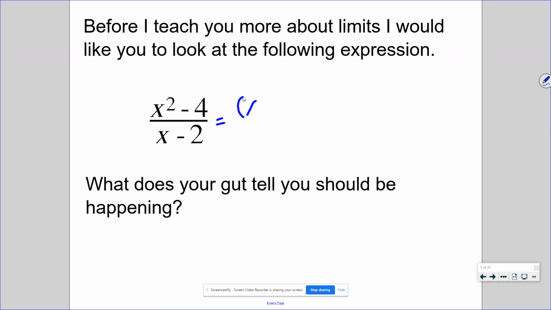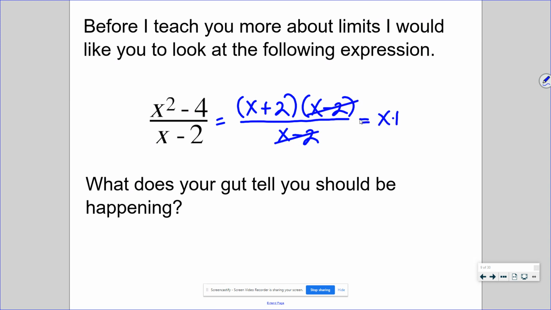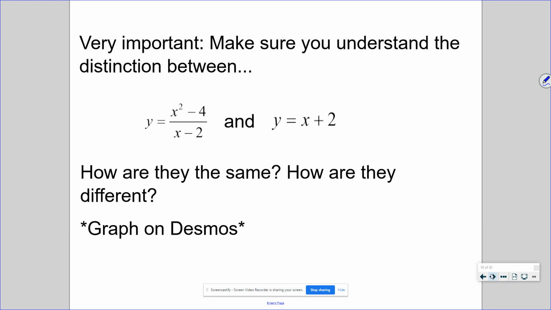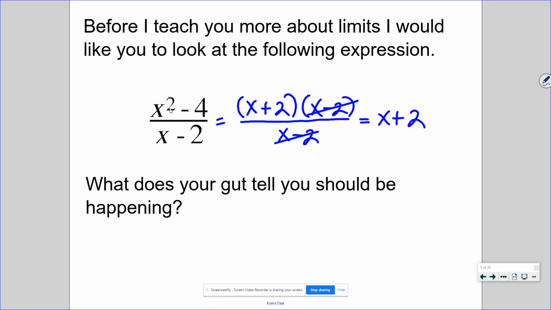Anyway, what you can do is you can factor the top. And once you factor the top, you will notice that you have x minus 2 and an x minus 2 that cancel. And so you could simplify this whole thing down to just x plus 2, right? Okay. Algebraically, this first fraction is equal to x plus 2.